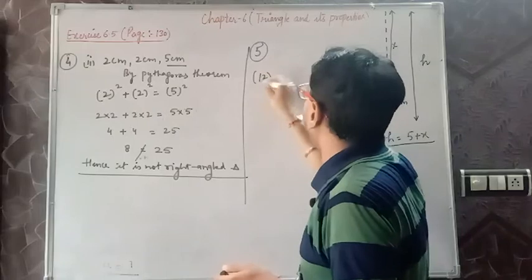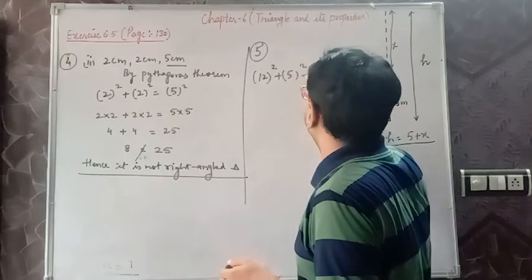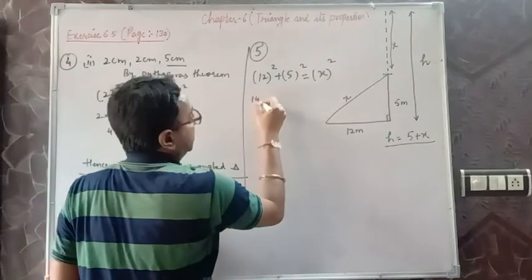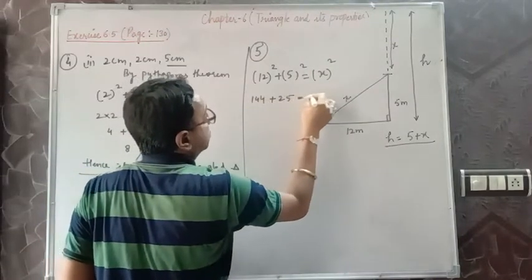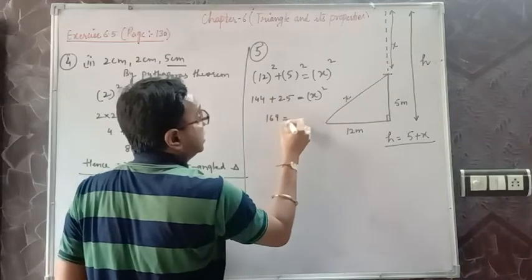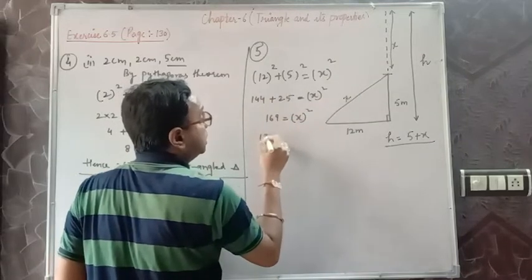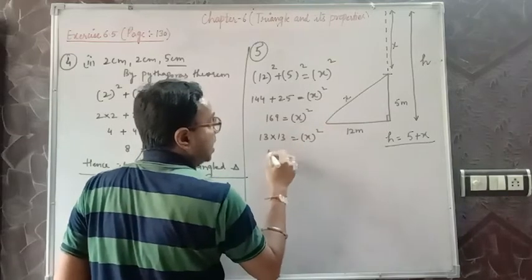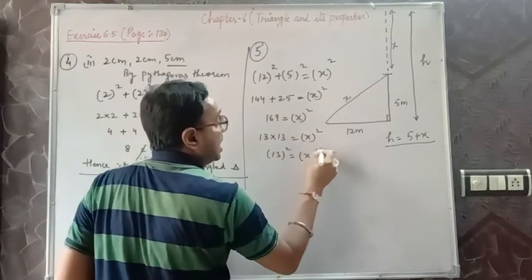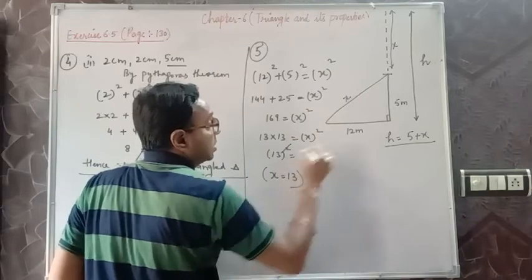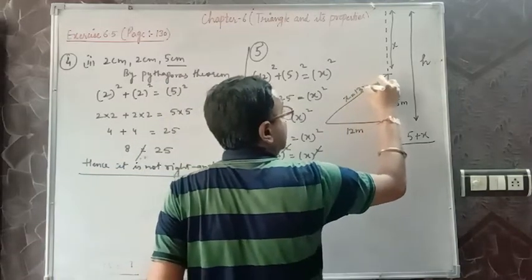So 12 square plus 5 square is equal to x square, because x is the longest side, the hypotenuse. 144 plus 25. I am solving directly because I have already explained this. If I solve, I get 169 equals x square. You know that 13 into 13 is 169. So 13 square is equal to x square. The squares cancel, which means x is equal to 13. So this is 13 meters.